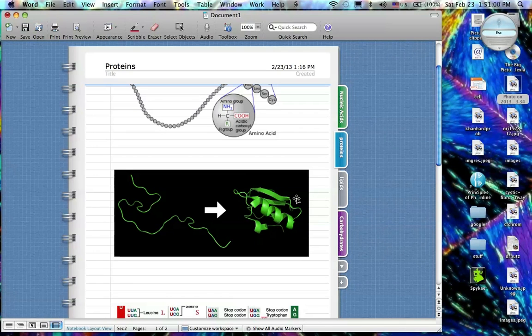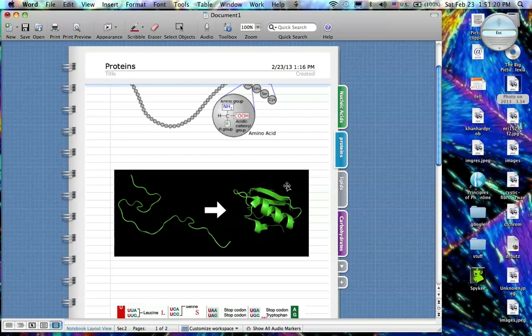Now those are joined together with polypeptide bonds, and those hold the beta sheets and the alpha helix together and all of that.